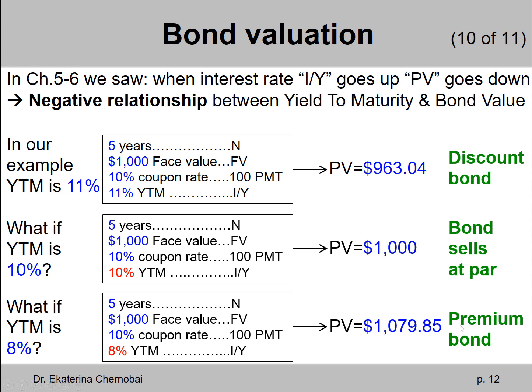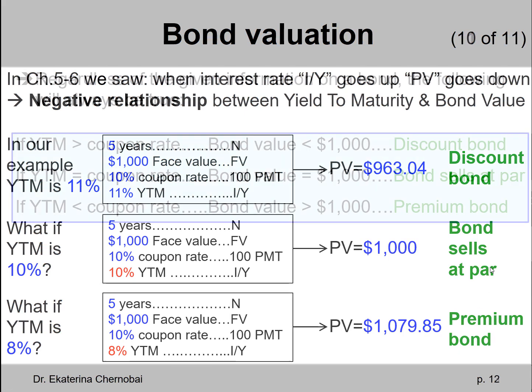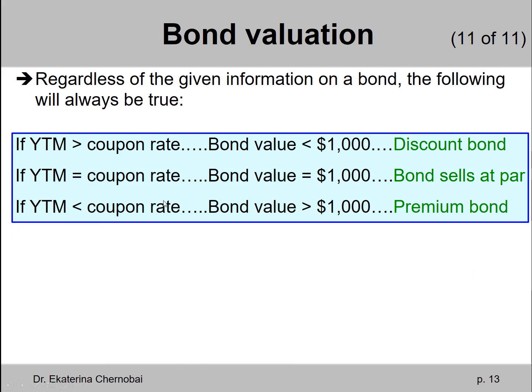$1,079.85. That kind of bond is called a premium bond. And just to repeat again, whenever the yield to maturity, or IY, like the discount rate, is above the coupon rate, you're always going to get the bond value below $1,000. That's a discount bond. If the yield to maturity and the coupon rate are the same percentage, you will always be getting $1,000. These bonds are said to sell at par.